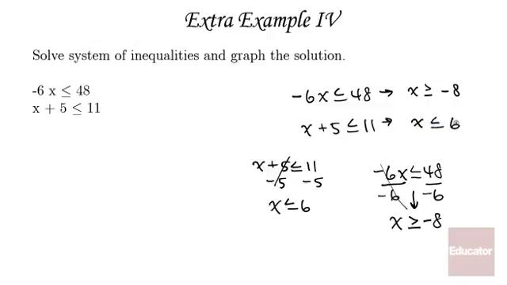So if I combine these two inequalities, I have -8 is less than or equal to x, which is less than or equal to 6. So you see that x is a value that falls in between -8 and 6.